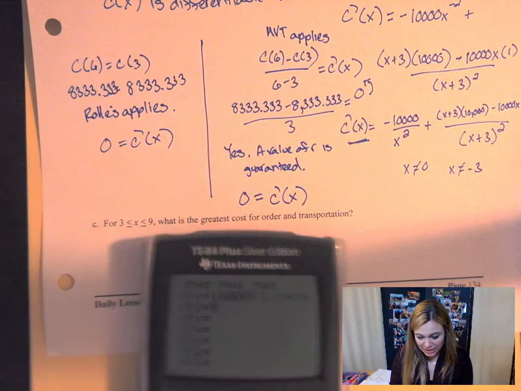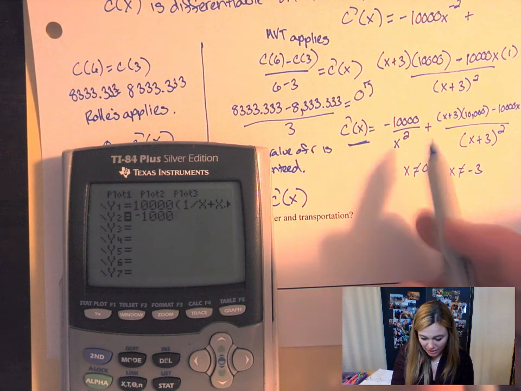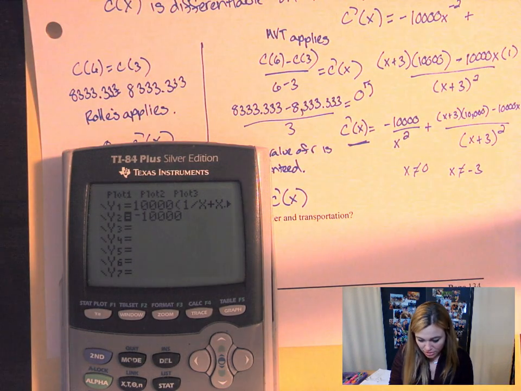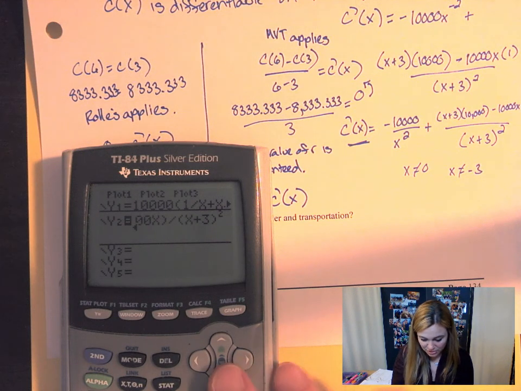And then I'm going to substitute in my derivative. My derivative was -10,000. I'm finding it over here, over x squared. Plus, and then here's where you have to be really careful because this numerator was pretty crazy. So I'm going to put 2 parentheses, x plus 3, because I need to put the entire numerator in parentheses, 10,000 minus 10,000x, close my parentheses for my numerator, divided by parentheses for my denominator, x plus 3, the quantity squared.